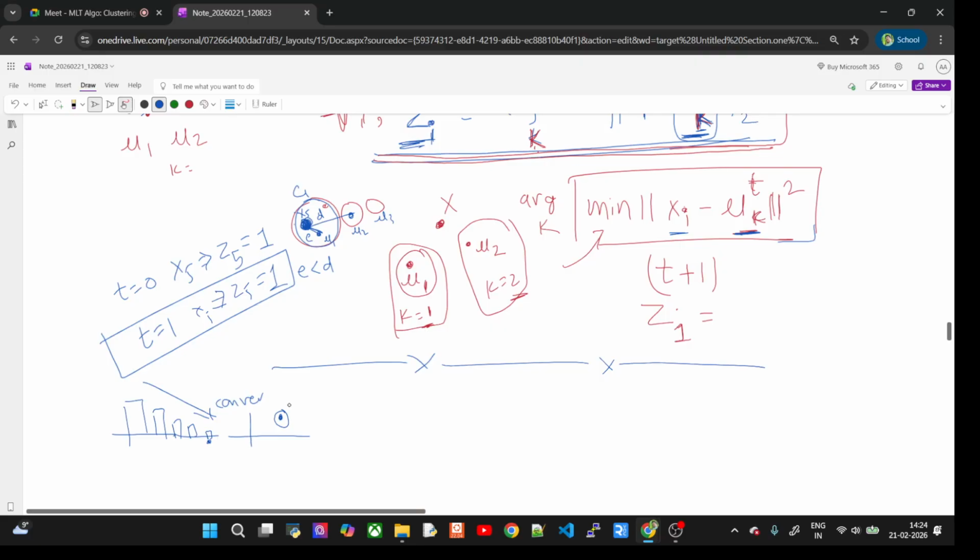So this type of feeling should come. We should not use the word feeling, but the word in our mathematical form is called convergence. So it should converge.